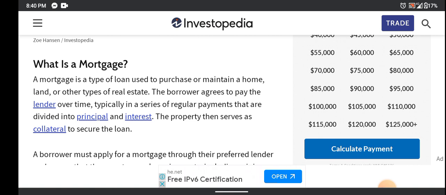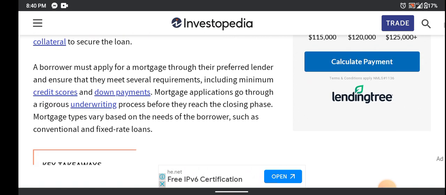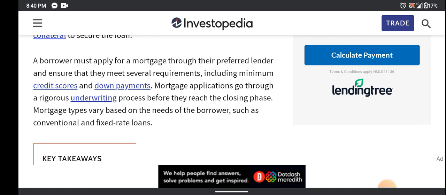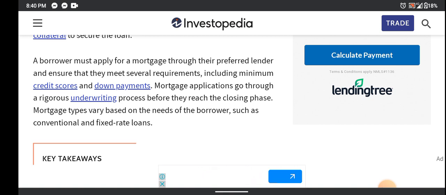The borrower must apply for a mortgage through their preferred lender and ensure that they meet several requirements, including minimum credit scores and down payments. Mortgage applications go through a rigorous underwriting process before they reach the closing phase. Mortgage types vary based on the needs of the borrower, such as conventional and fixed rate loans.